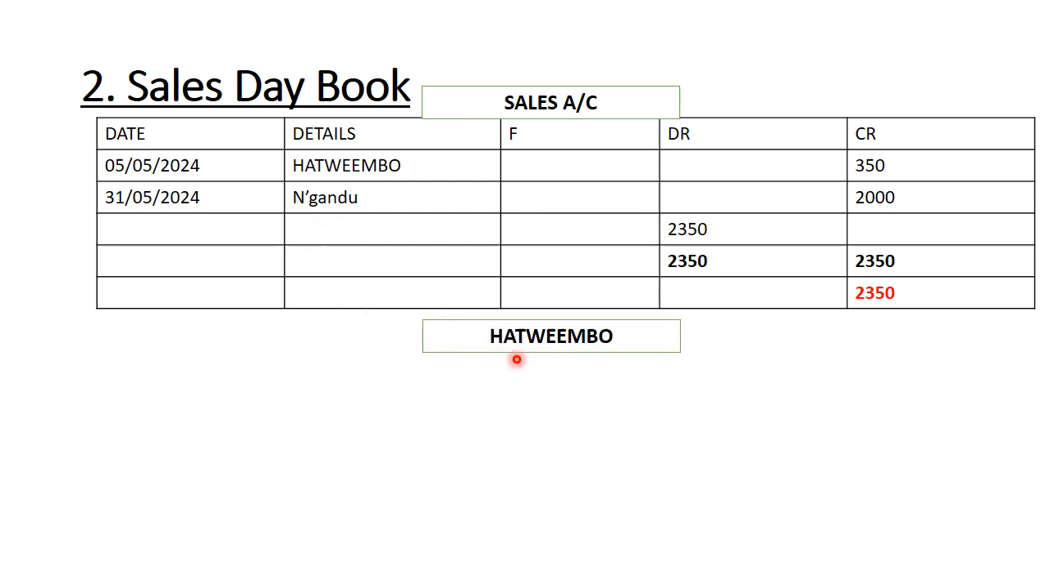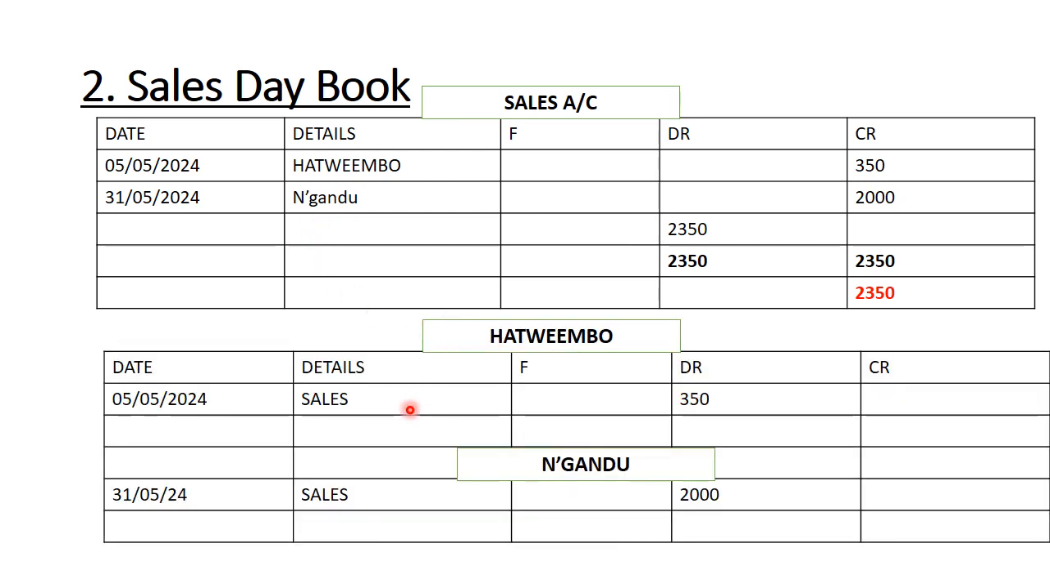You need to enter this information in Hatwambo's account and Bingandu's account. Therefore, we're going to start Hatwambo's account and Bingandu's account. So Hatwambo's account, of course, is going to have the date, the detail which is sales, and it received goods worth 350. So we are going to debit Hatwambo's account. We're also going to do the same for Bingandu's account. We are going to debit Bingandu's account with 100. Hence, we have posted the transactions in the sales book to the ledger.